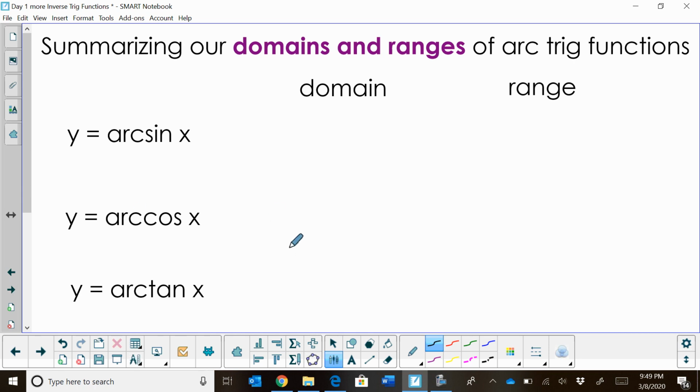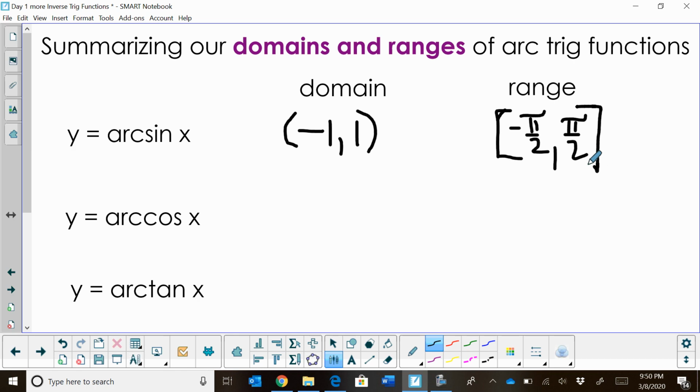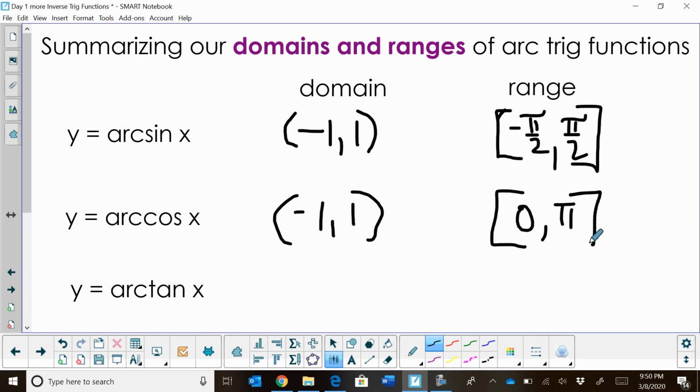So let's do a quick summary of our domains and ranges. For arc sine, our domain is going to be negative 1 to positive 1, and the range is going to be from the bracketed negative pi halves, that's the minimum, and then positive pi halves, that's my maximum. And I'm going to include those 2 points. So that's what my domain and range are. For cosine, I'm going to have the same domain, negative 1 to positive 1, but my range is different. My range is going to start at 0, and it's going to end at pi. And I do include those 2 endpoints because at 0 I'm at positive 1 and at pi I'm at negative 1, so I'm going to have points on the endpoints.